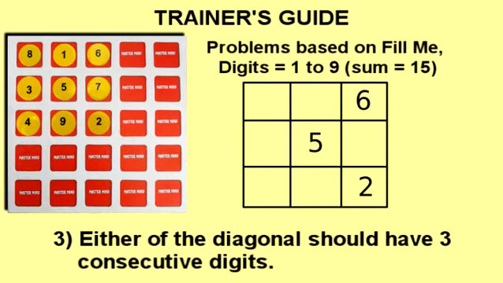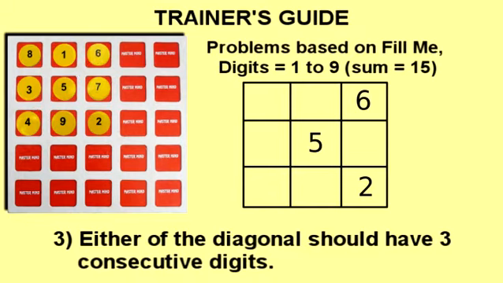Now we have to move to our third condition, and the third condition says either of the diagonals should have 3 consecutive digits. Back to the filmy grid. The condition says either of the diagonals in the filmy grid, like this or this, should have 3 consecutive digits. And here you can see we have 4, 5 and 6. They are 3 consecutive digits which are placed diagonally. So our third condition is also satisfied.